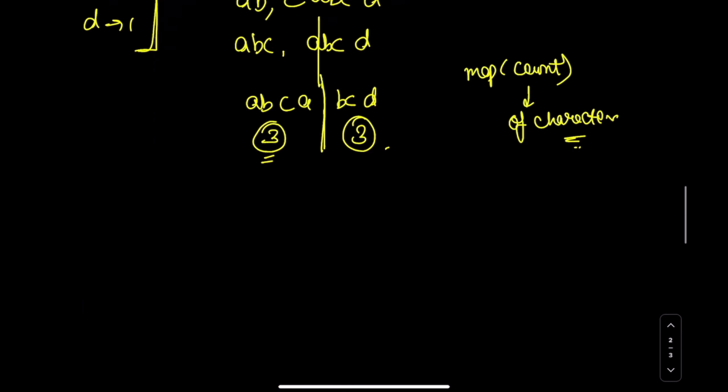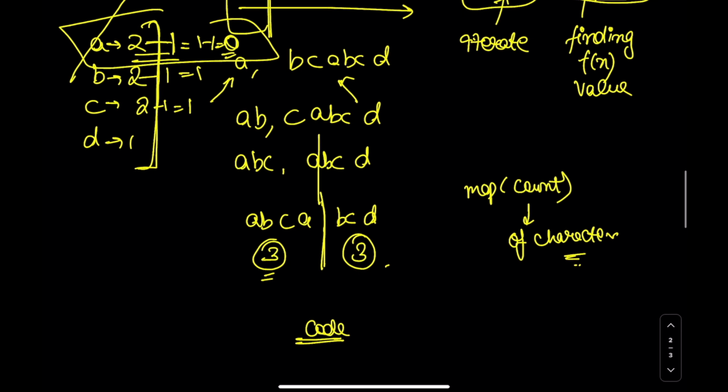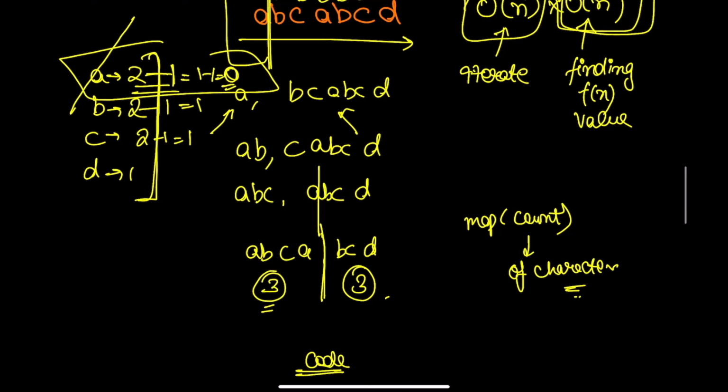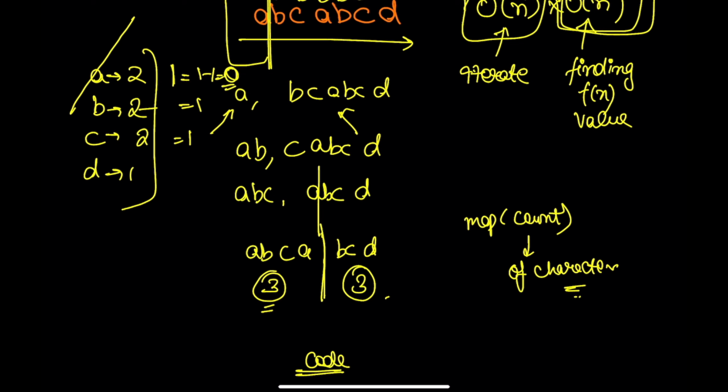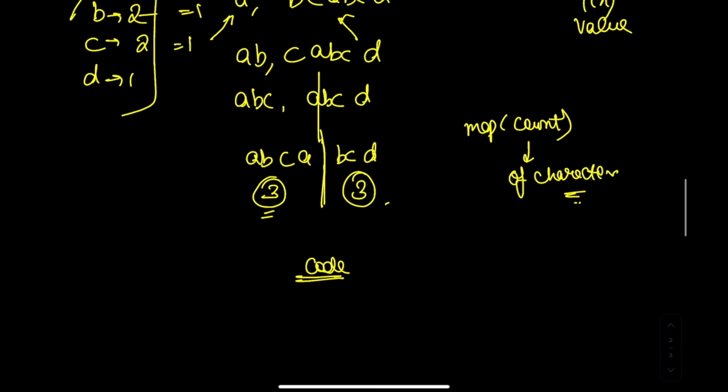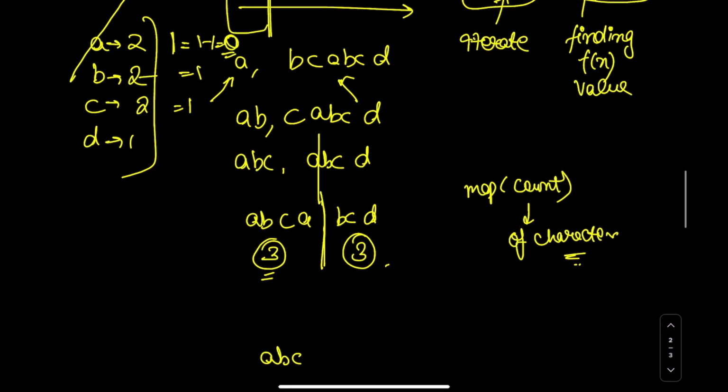That's all that we need to do. If you didn't understand how I am doing this, just try to dry run it once: how am I mapping the whole thing, how am I subtracting. Let's do a quick dry run also.